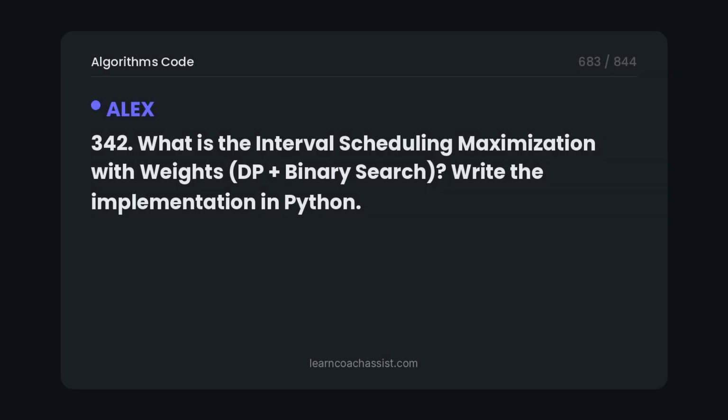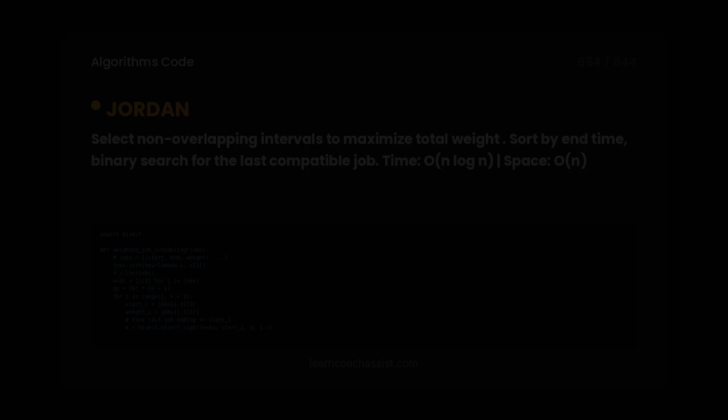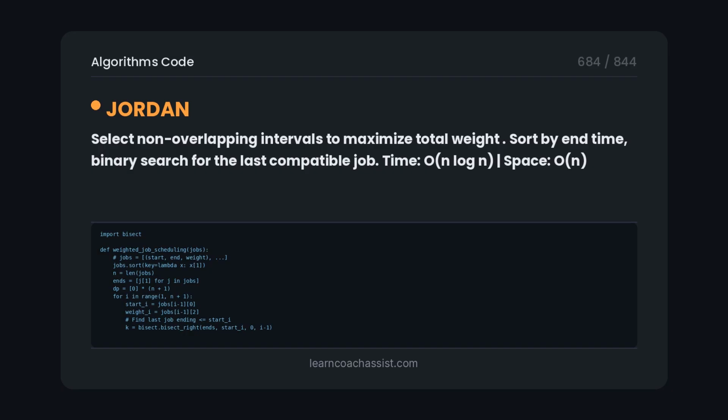342. What is the interval scheduling maximization with weights, DP plus binary search? Write the implementation in Python. Select non-overlapping intervals to maximize total weight. Sort by end time, binary search for the last compatible job. Time O(n log n), space O(n).